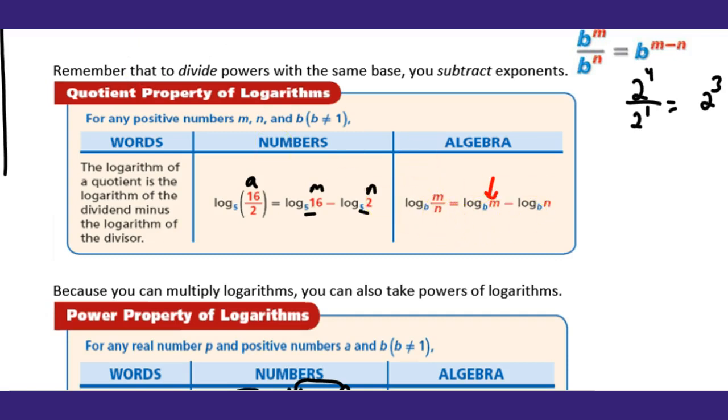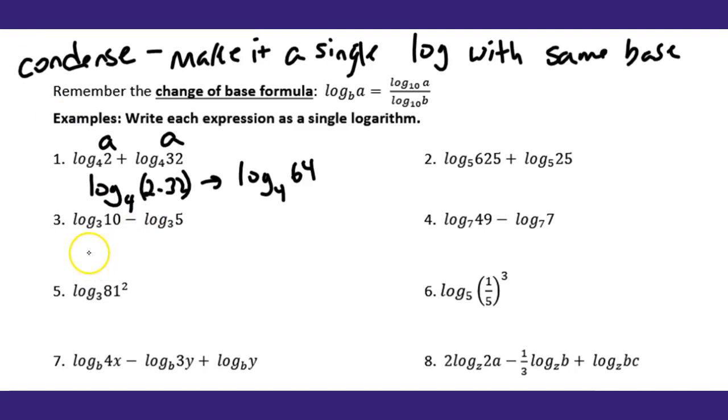Notice the bases are the same. So we have log base 3 of 10 divided by 5, and then we can reduce that. 10 divided by 5 is 2. So log base 3 of 2. Like that, okay?